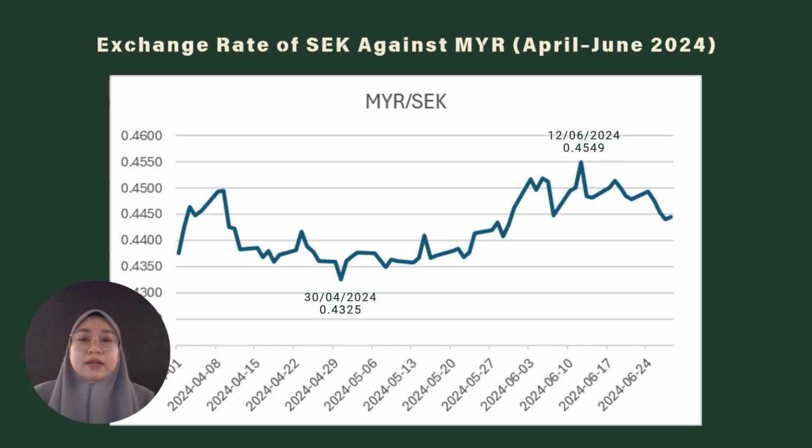Lastly, let me see the graph of the exchange rate of SEK against MYR during April to June 2024, where the lowest exchange rate was recorded on 30th April 2024 with a rate of 0.4325, and the highest exchange rate was recorded on 12th June 2024 with a rate of 0.4549.